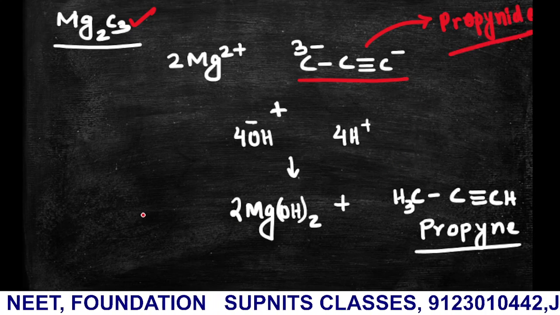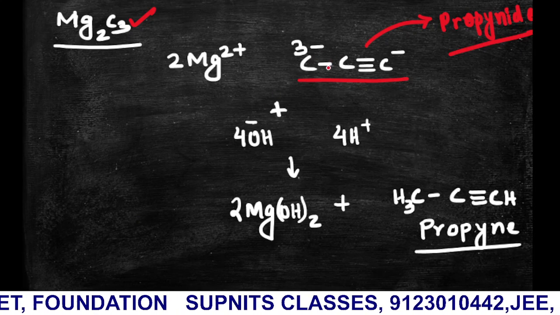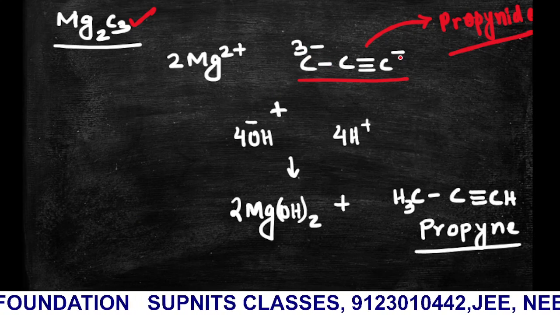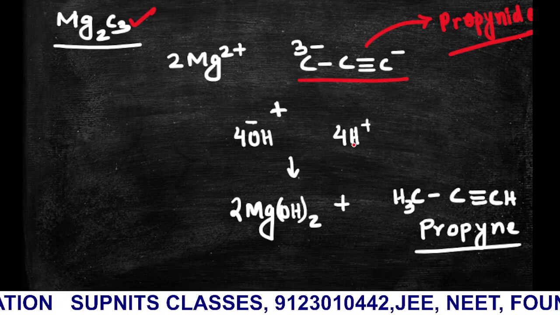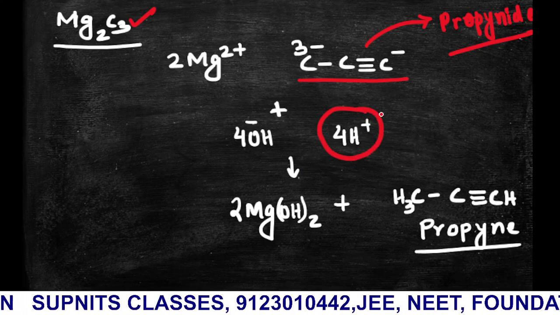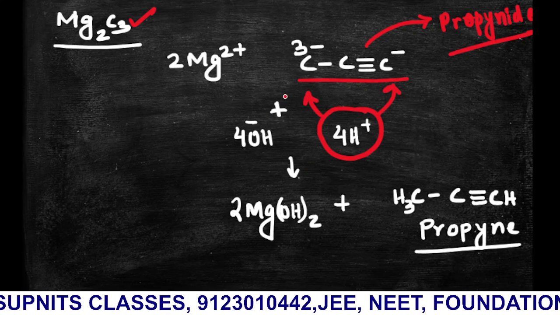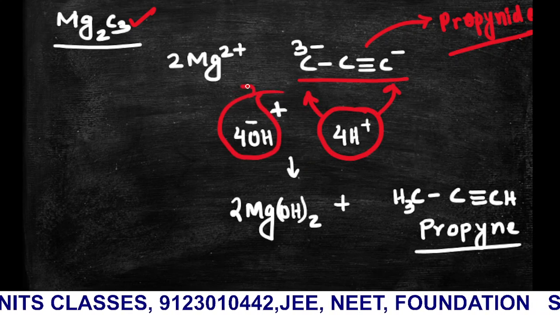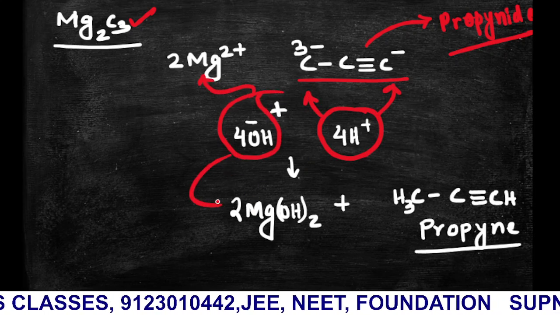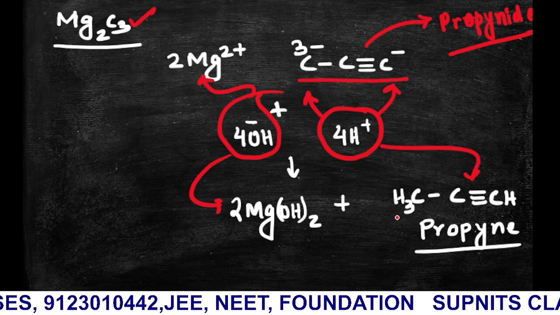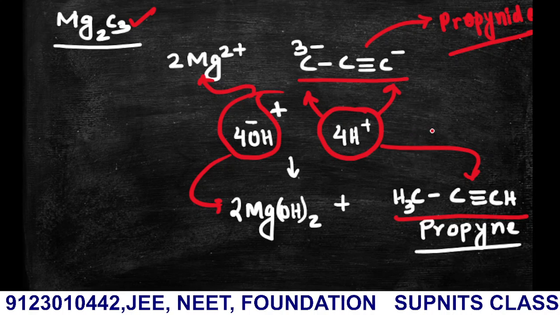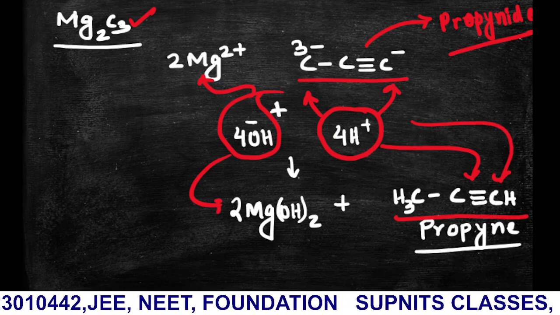It is a propynide ion. Okay. So it has 4 minus, 3 minus, another minus, so this is total 4 minus. When water comes towards it, the 4H plus is going to combine with this, and 4OH minus is going to combine with this to give you 2 Mg(OH)2, and here we will be getting our propyne. If you see this, you can easily identify and come out to the answer.